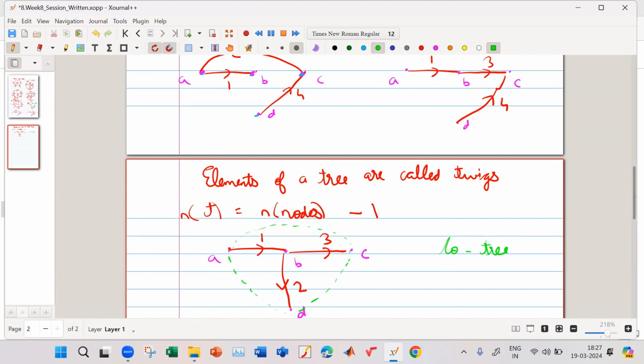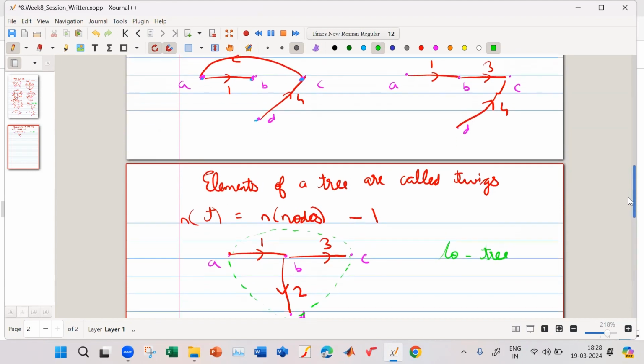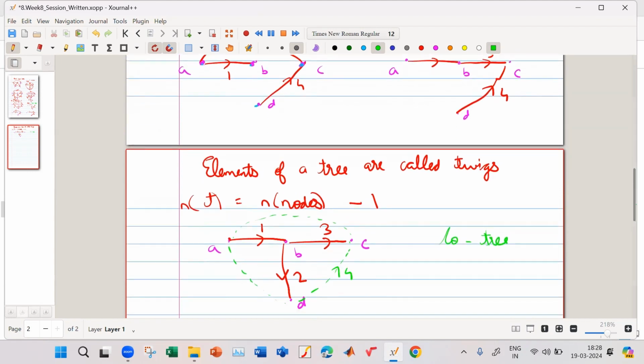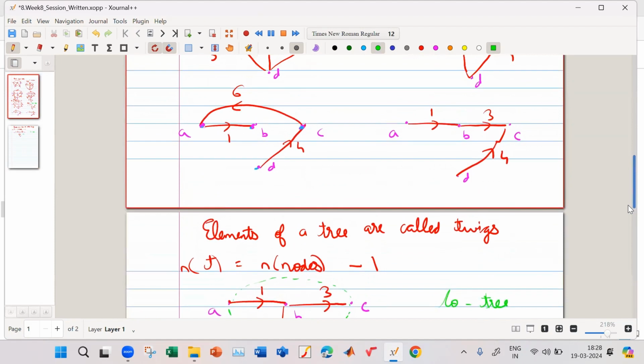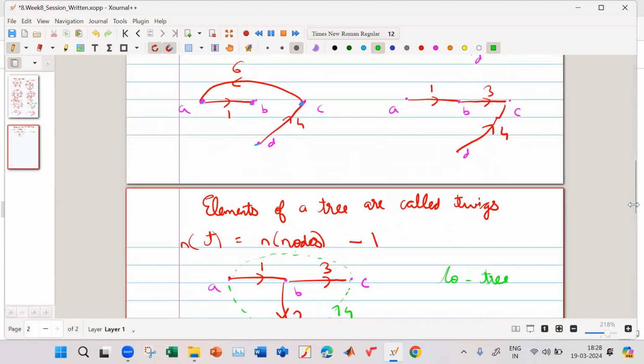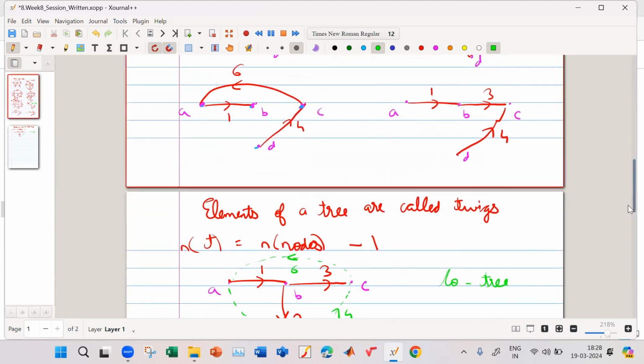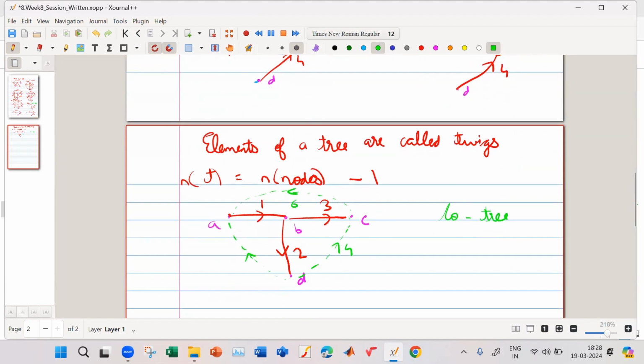Yes. Okay, what is the direction? This is 4, this is 6, and this is 5. Okay, so how many elements are there in the code tree? Three elements. And what is an element of a code tree called? Link.